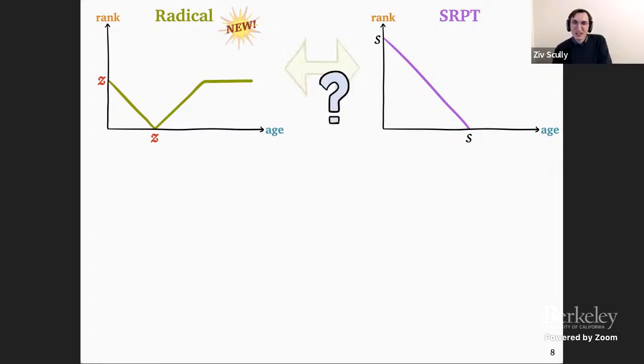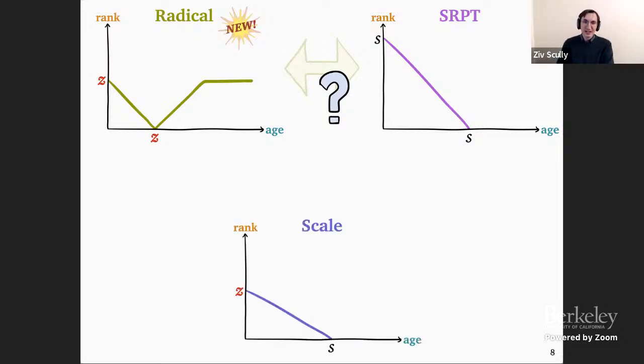But it turns out to be really hard to directly compare radical to SRPT. So what we do instead in our analysis is we go via a third policy called scale. Scale is a direct sort of SRPT, but where the job's rank, instead of starting at its true size, starts at its estimate size. You can't actually implement scale without knowing true sizes, so it's just a tool for analysis. But it turns out we can compare radical to scale and scale to SRPT.